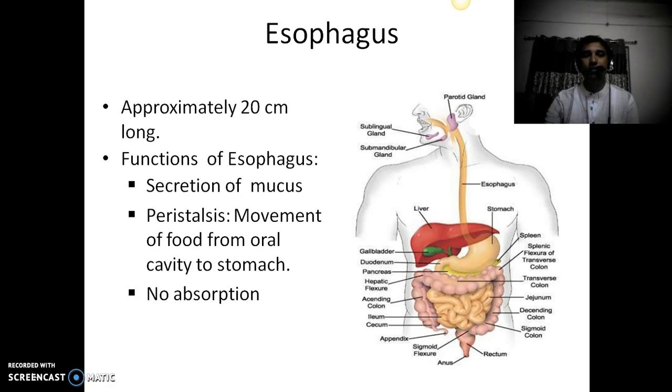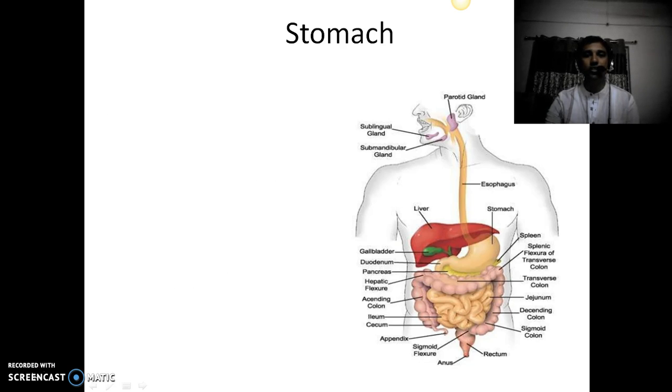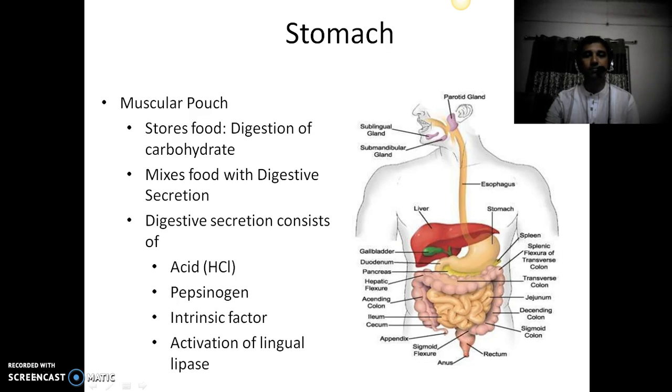Esophagus, we'll see one by one. Esophagus is 20 centimeter long, functions for secretion of mucus, which is basically a lubricating type of secretion. Peristaltic movement for the food from oral cavity to stomach. It does not undergo any absorption.